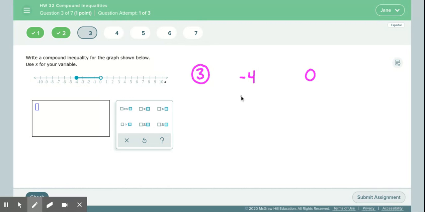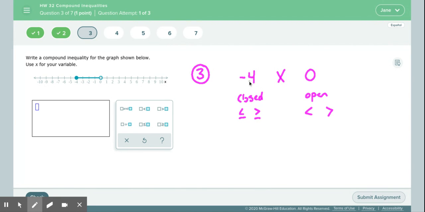Notice that at -4, it's a closed circle, which means I'm either going to be using the less than or equal to or the greater than or equal to symbol. And at 0, it is an open circle, which means I'm either going to use a less than symbol or a greater than symbol. It tells me what variable I should be using, and in my case, it's x. And notice that the part that has been highlighted from the number line is in between the 2 boundaries. So where I'm going to place my variable is going to be in between my 2 boundary points. All right, so now I just need to figure out what's going to be my appropriate symbols.